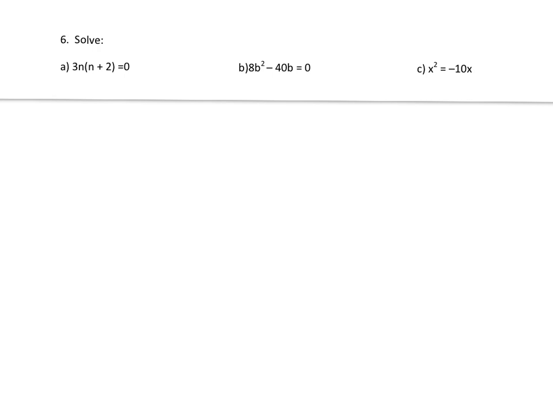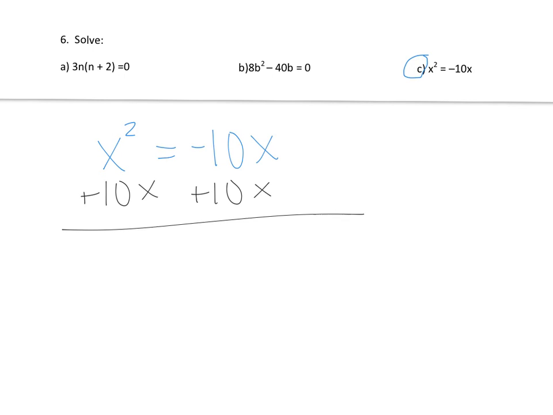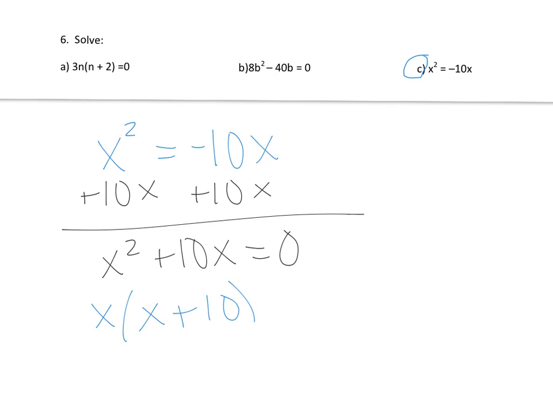Now let's look at question 6 that says solve, and I'm going to specifically look at 6c. So x squared equals negative 10x. I need to solve. First I'm going to add 10x so I can get my equation equal to 0. So I get x squared plus 10x equals 0. And now I'm going to factor out the GCF of x squared and 10x and take out an x and get x times x plus 10 equals 0.